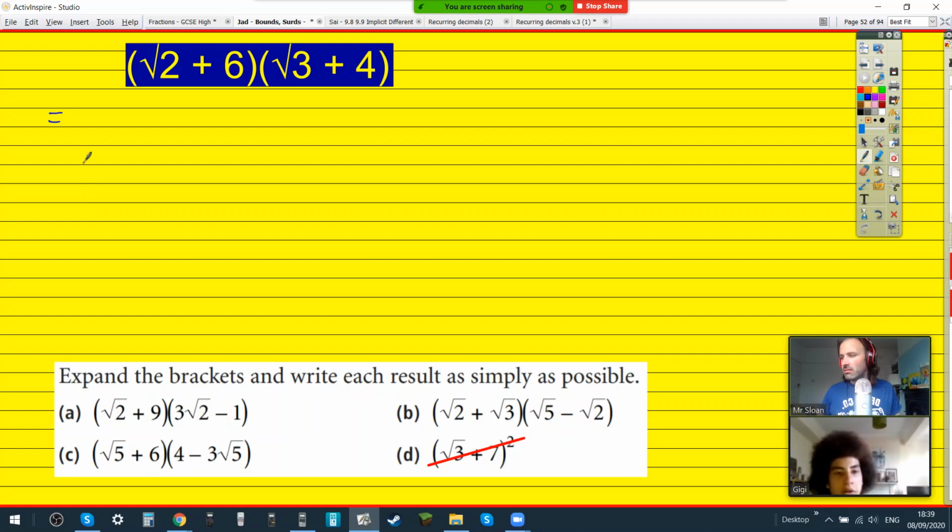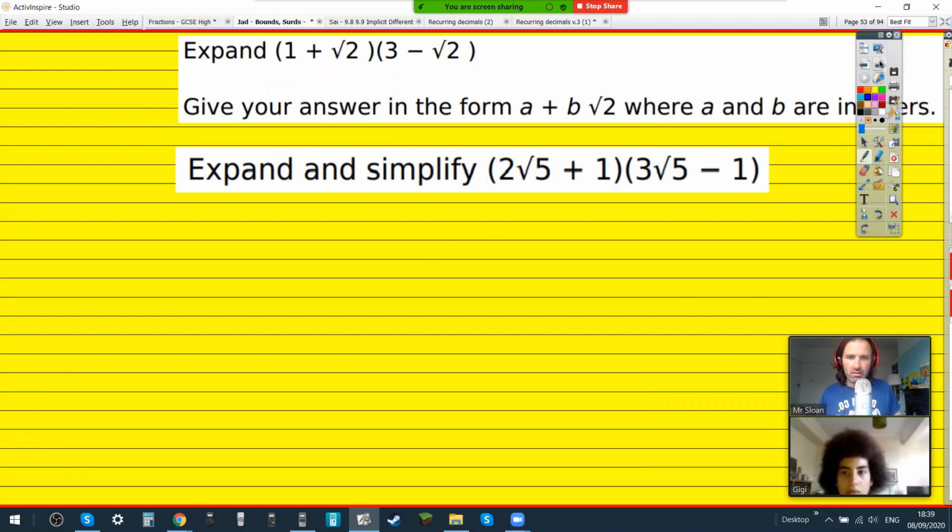Times root 2 by 3, which would be root 6. You would times root 2 by 4, which would be 4 root 2. And you would times 6 by root 3, which would be 6 root 3. And then 6 by 4, which would be 24. I believe that's it. So root 6, root 2, root 3. So none of them are the same, and so you're good there. And I think you're okay for all of those.